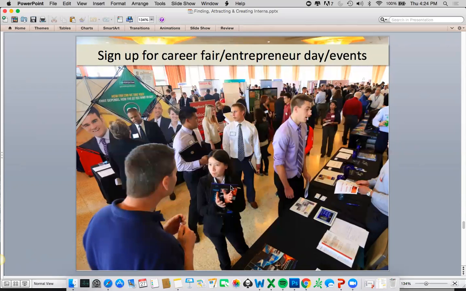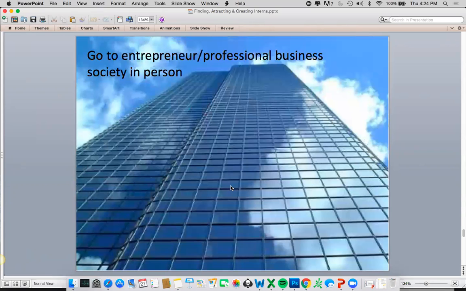But at these events, that's where you're going to find a lot of the 20s, just by virtue that they're there. They're trying, they're putting out the effort, and they're starting to see themselves as 20s. It's a really good place for you to start going and recruiting. Another place where you'll find 20s is at the entrepreneur or professional business societies in person. It's a great time for you to go guest speak.